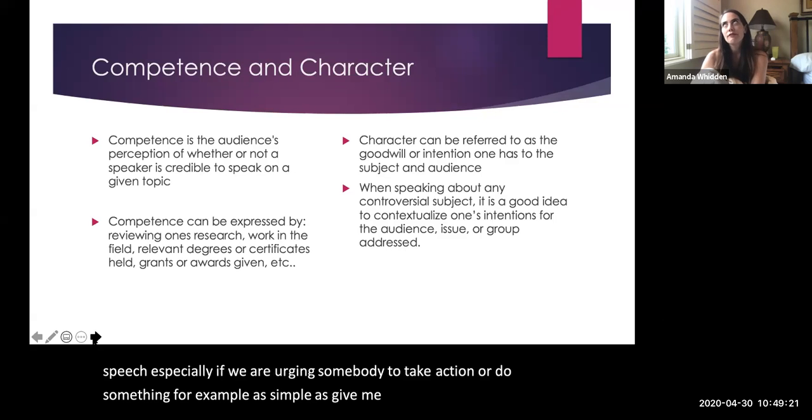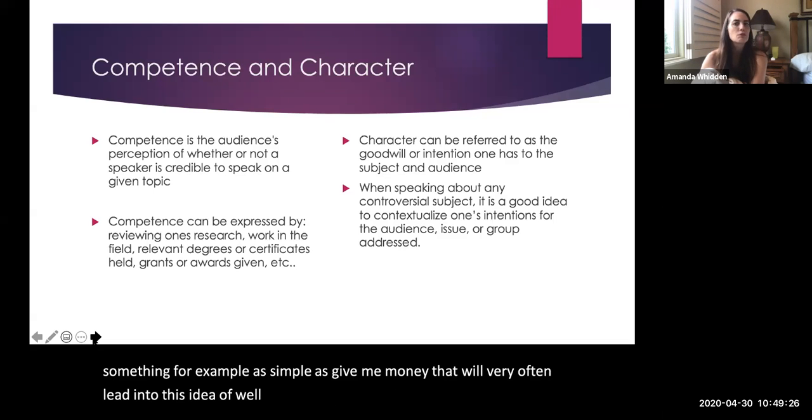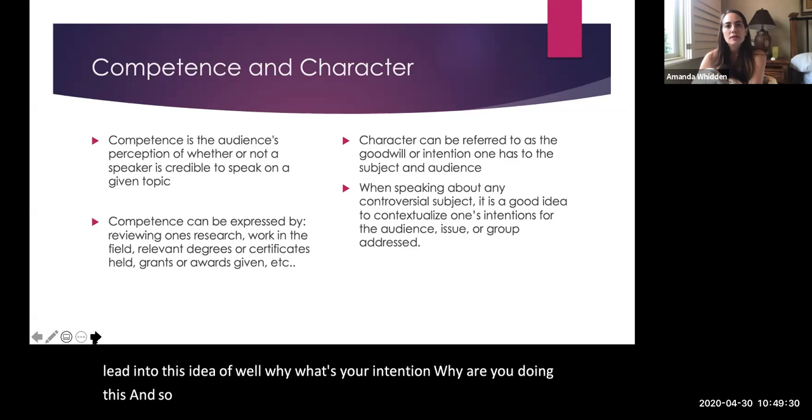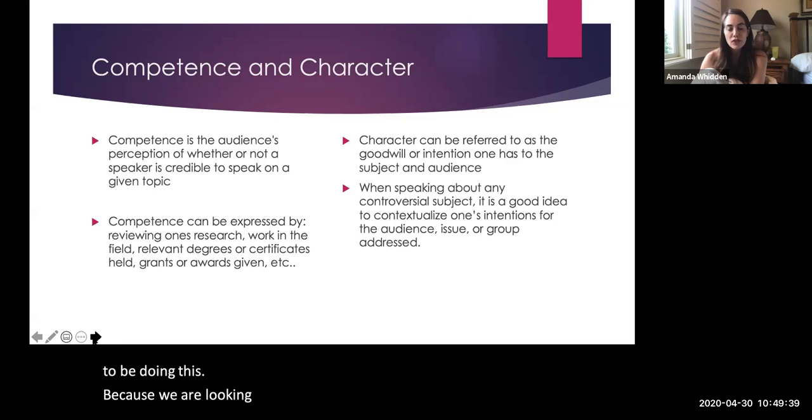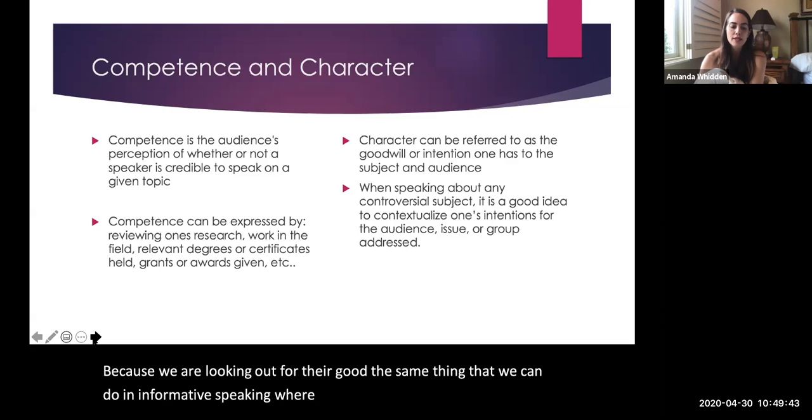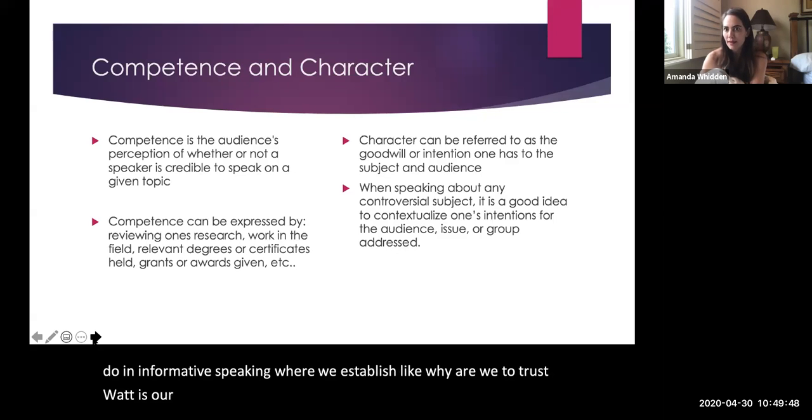That will very often lead into this idea of like, well, why? What's your intention? Why are you doing this? And so with persuasion, we will oftentimes urge the audience to take action, and we will want to establish that we want them to be doing this because we are looking out for their good. The same thing that we can do in informative speaking, where we establish like, why are we to trust? What is our motivation behind exploring this issue or this audience?